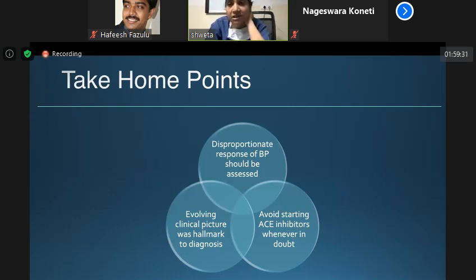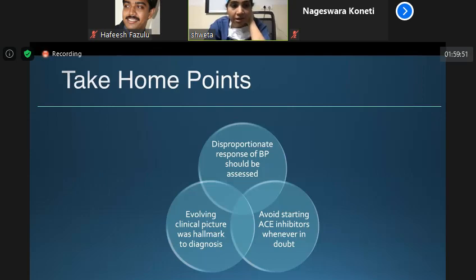So this is a condition where ACE inhibitors are contraindicated. So better to be very sure, extubate them, do an ultrasound if needed, take a Doppler of it, and then only commence medicines. Otherwise, they can be really detrimental in these patients.